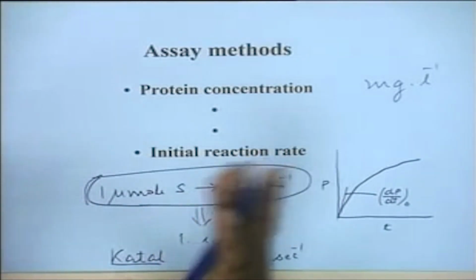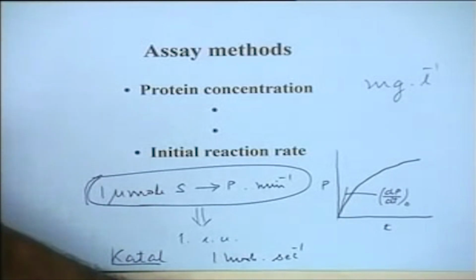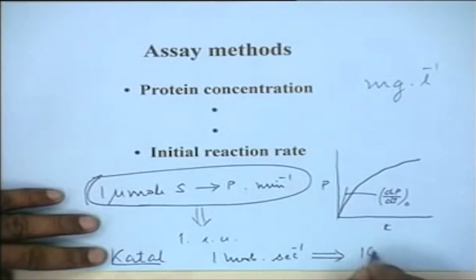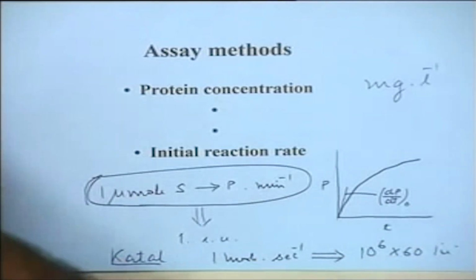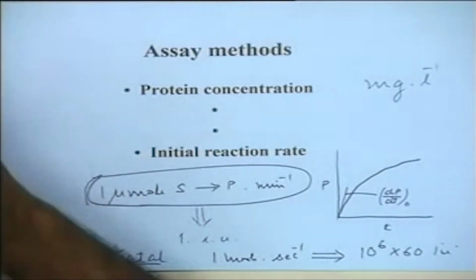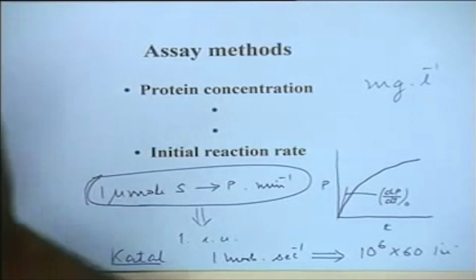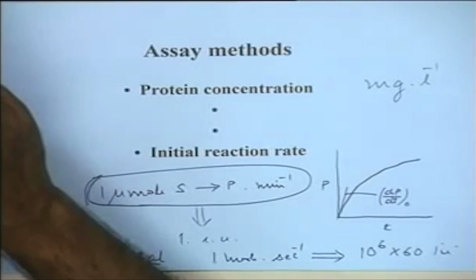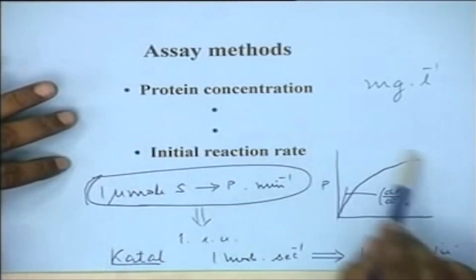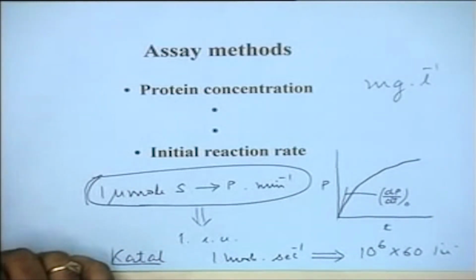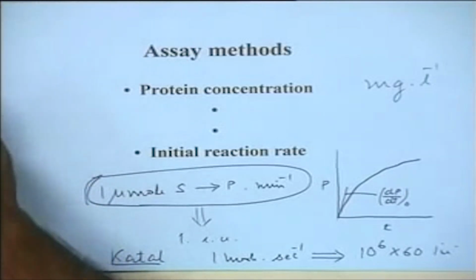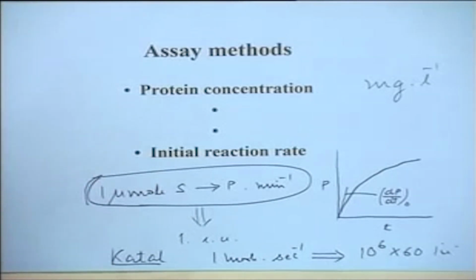So essentially it is a very large unit. If you make a comparison between the international unit and katal, 1 katal could correspond to 10 to the power 6 into 60 international units, because you convert micromoles into moles and minutes into seconds. So a unit of katal is much larger and one can interconvert. Now, the initial reaction rate is the basic philosophy in determining the enzyme concentration. On the other hand, the protein concentration also gives us an idea of the amount of an enzyme present in a given sample. Although it may not always be true, if the protein is not in its functional form, it will lose its status as an enzyme, and it may remain as a protein.